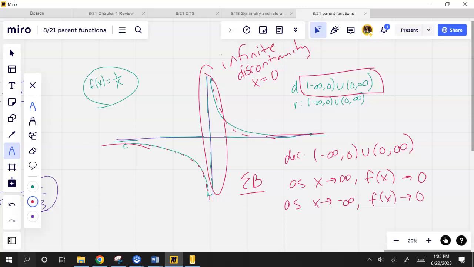Is it even or odd? Odd. That's exactly right. You can look at that graphically or algebraically. Questions about the reciprocal function? All right. It's odd. It has rotational symmetry.